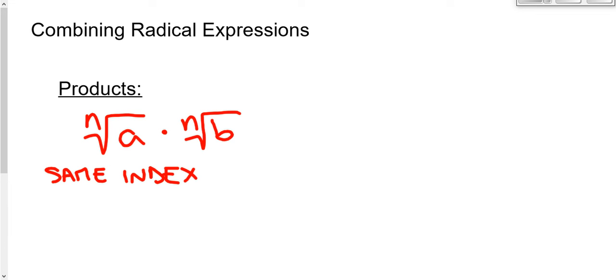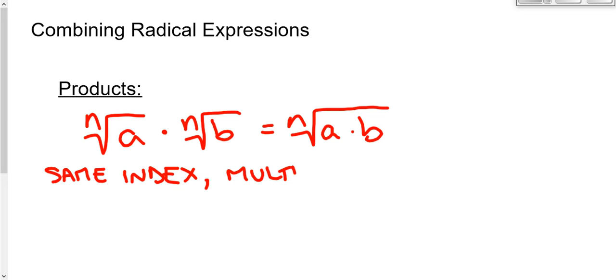As long as that letter n is the same for my root of a and my root of b, so the same root, the second root or the third root or both the fourth root, as long as that's the same, I can combine these two radicals under the same radical sign. So that would be the nth root of a times b. So they end up living together under the same radical symbol. So if we have the same index, we can multiply the radicands.